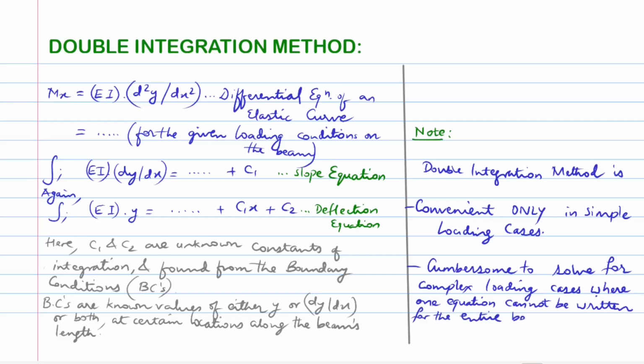In such a general case, we resort to Macaulay's method, for which the number of unknown constants, that is 2 in this case, is independent of the number of loads acting on the beam, and only one bending moment expression is written for the entire beam.